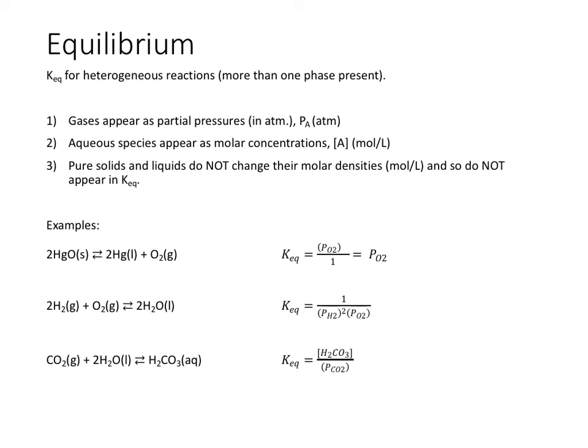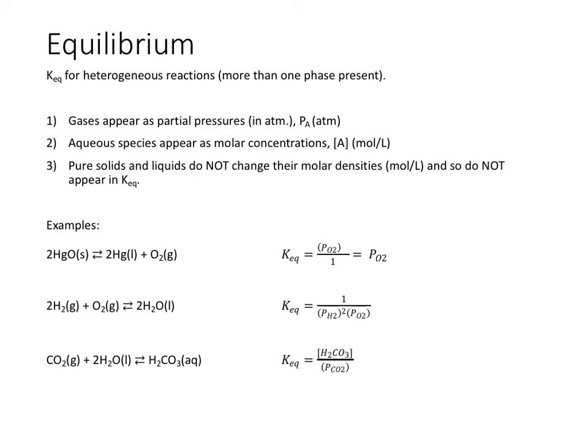The last thing we want to talk about in this introductory video is an equilibrium constant for a heterogeneous reaction, one where we have more than one phase present. We might have gases and aqueous species. We might have gases, liquids, and solids. We might have all of those present. And we need to have a generic way of expressing the equilibrium constant for these heterogeneous reactions.